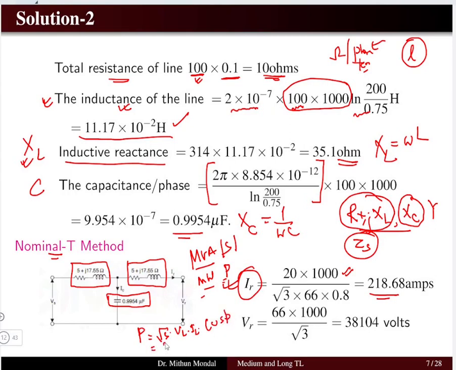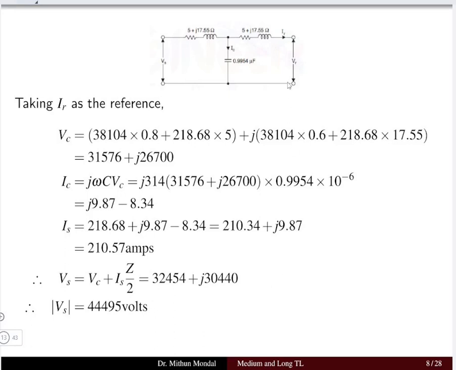Or otherwise we can write 3 times the phase voltage times the phase current multiplied with the power factor of the load. When root 3 is used, we use the line voltage and line current. When 3 is used, we use the phase voltage and phase current. Here we are using root 3, so 66 kV is the line voltage that we have used. So 218.68 ampere is basically the receiving end current. Now we can compute the receiving end voltage. We have converted that into the phase component by dividing by root 3. So we have got the value of IR and the value of VR.